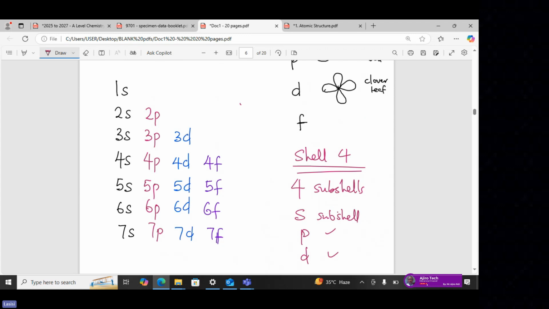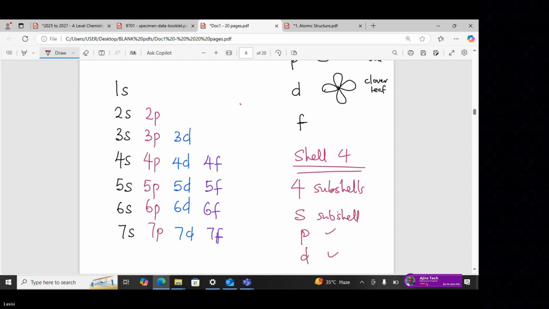Look at shell number 3. How many subshells are in shell number 3? 3 subshells: 3S, 3P, and 3D. How many orbitals can you find in an S subshell? It's only 1 orbital, so 3S contains 1 orbital. 3P contains 3 orbitals. 3D contains 5 orbitals. So how many orbitals are in shell number 3?